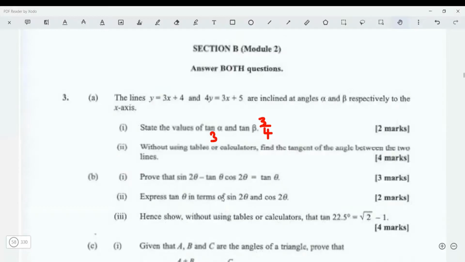Moving right along. It says prove that the sine of 2 theta minus tan theta times cos 2 theta is tan theta. All right, so we need to prove this. Oh, by the way, let me write down the answer we got right here. So we'll get 9 over 13. And now we're going to do this proof.